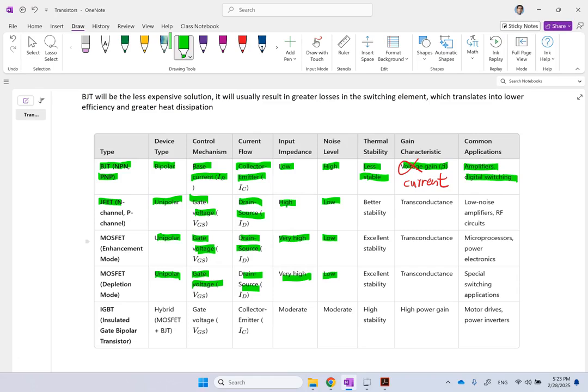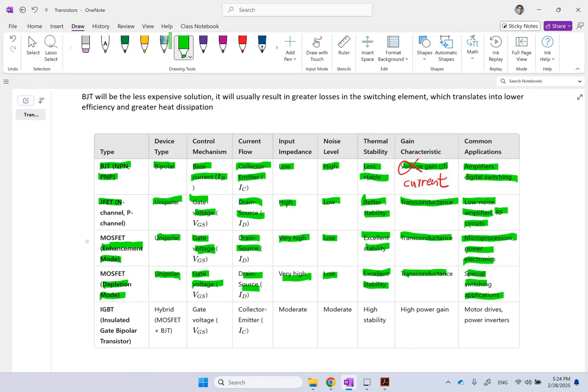Thermal stability of JFETs are better than BJTs. And for MOSFET, it's a lot better. Okay? Their gain characteristics is called transconductance. I can talk about that. And then their applications, as you can see, in low noise amplifiers and RF radio frequency circuits, in microprocessors, in power electronics, special switching applications. Now remember, I said MOSFET, there are two groups, enhancement mode and depletion mode. Okay? So clearly you see the difference.